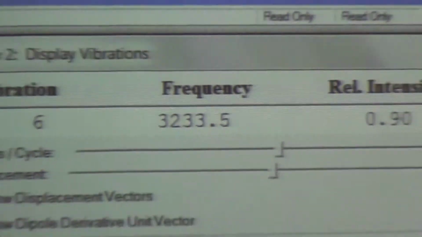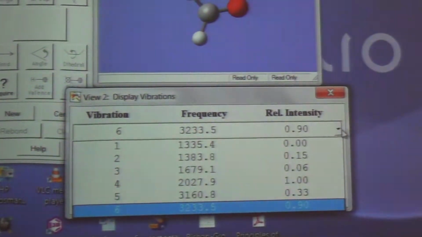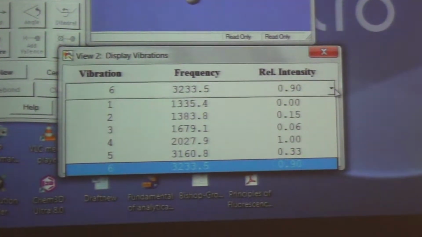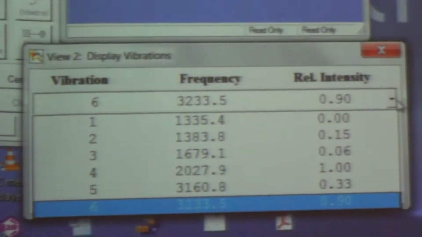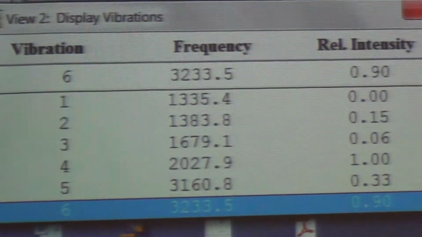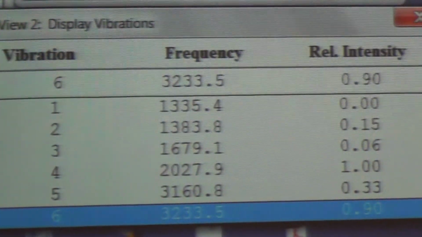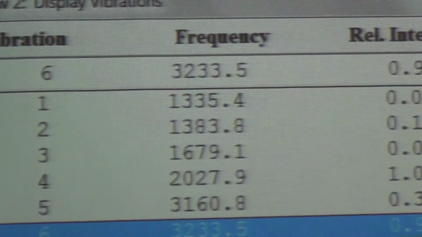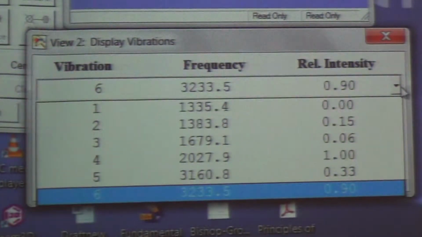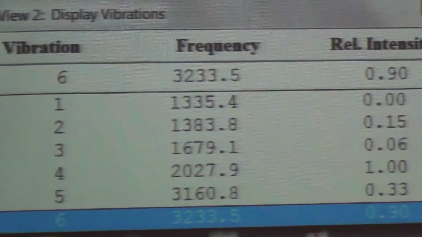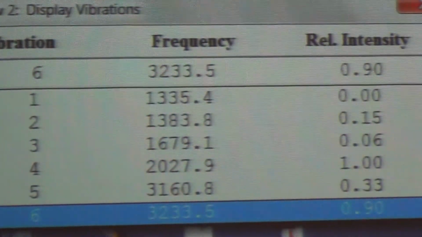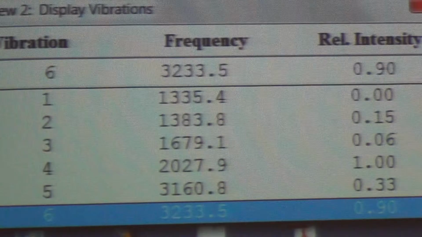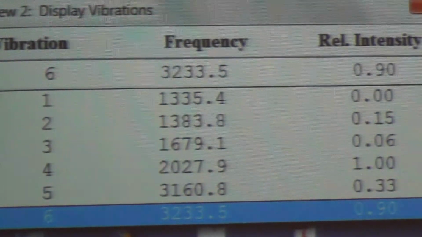and you can see this calculation actually gives me all the vibrations. 6 vibrations, 1, 2, 3, 4, 5, 6. They are all numbered as 1, 2, 3, 4, 5, 6. It also gives me the frequency of each of these vibrations. So if you do an experiment, you know where to look for them. And the last column is relative intensity, meaning that if you took the 2027 vibration as unit intensity, the strongest of them all, then everything else is related to that in those units.